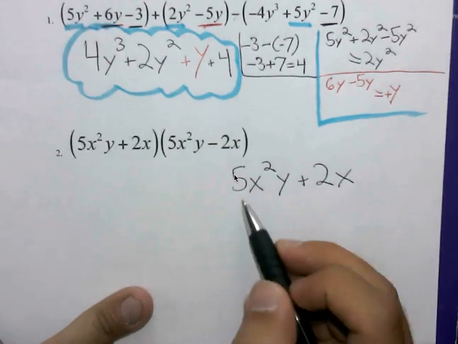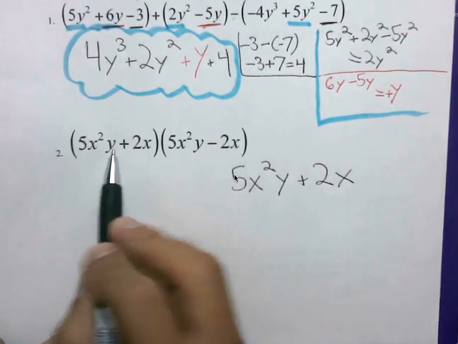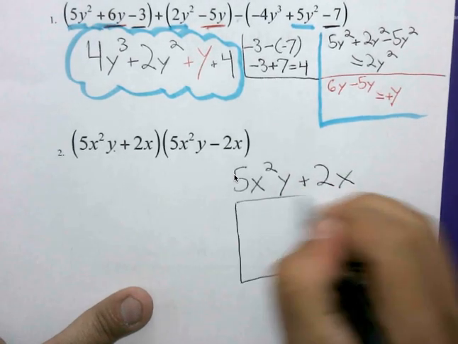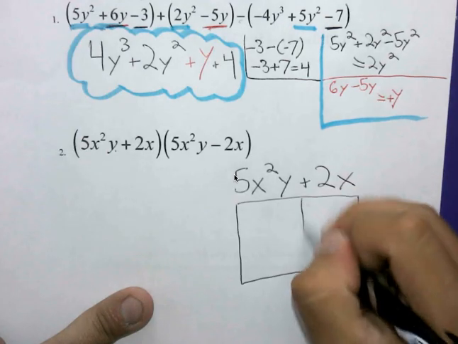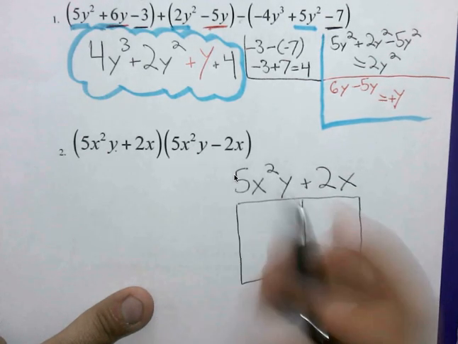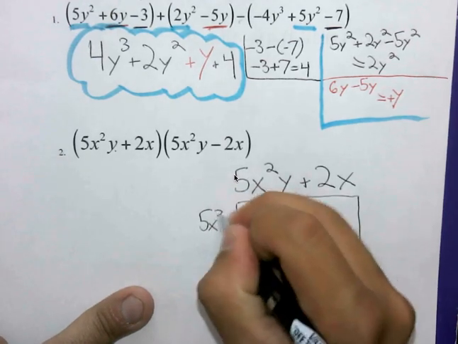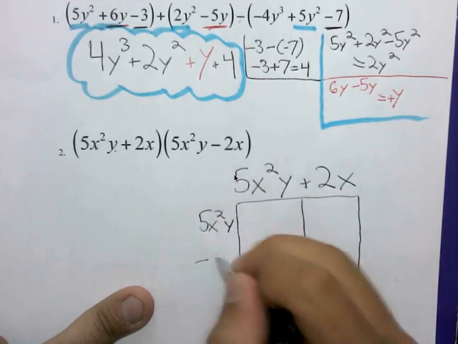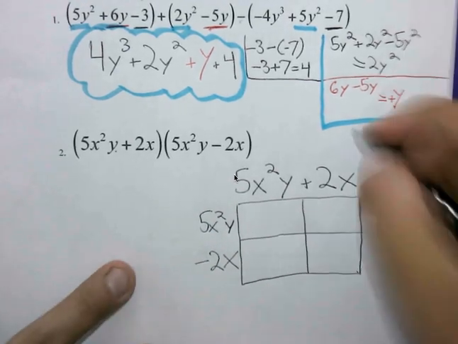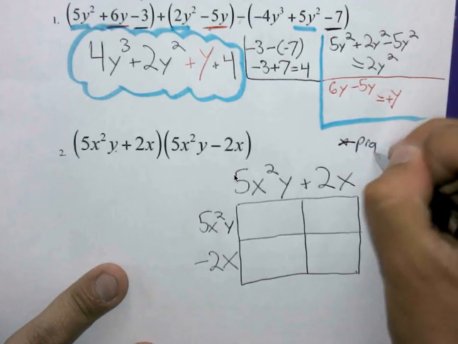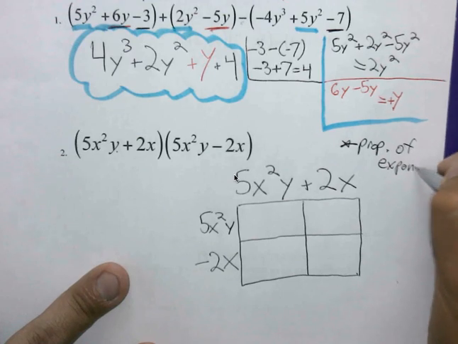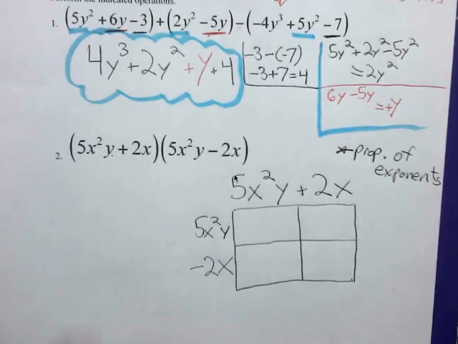So I know that the one binomial is 5x squared y, and then adding on 2x. So those are two terms. So definitely have two columns. We also have 5x squared y minus 2x here. So this is going to also be using properties of exponents, so please keep that in mind. So properties of exponents are coming back into play. If you need a refresher on this, you should have that table from section 3.